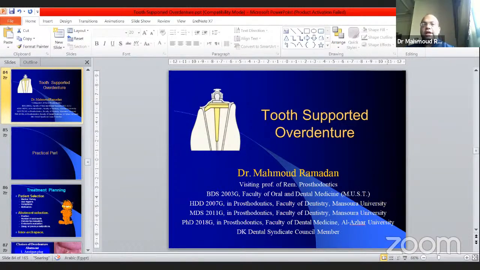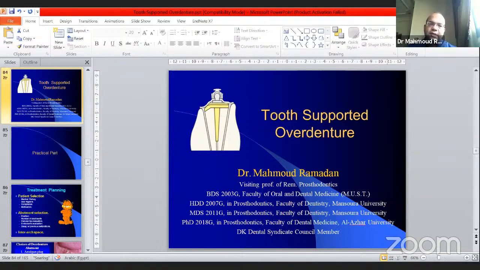Periodontal evaluation is very important to know if the abutment tooth used for overdenture is a good candidate or not. Endodontic evaluation is also very important. Decay or previous restoration, what we call restorative evaluation, is very important also in this topic. Interarch space, as we said in the first lecture, is very important to detect the type of attachment to be used as an overdenture attachment.